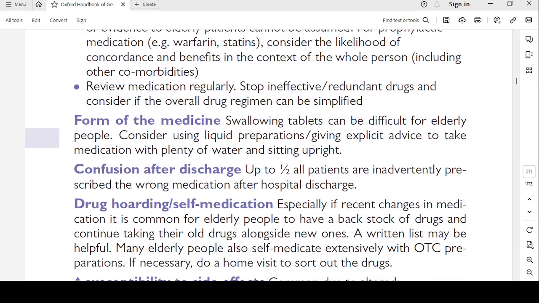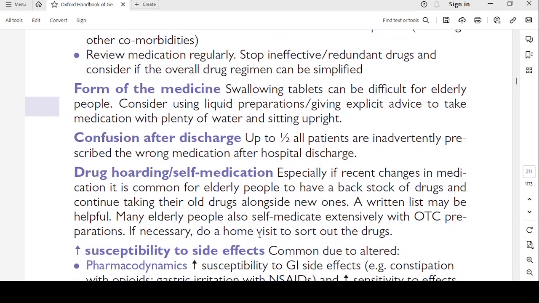Form of medicines. Swallowing tablets can be difficult for elderly people. Consider using liquid preparations, giving explicit advice to take medication with plenty of water, sitting upright. Confusion after discharge: up to half of all patients are inadvertently prescribed the wrong medications after hospital discharge.